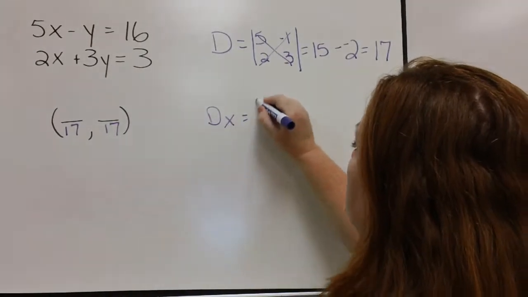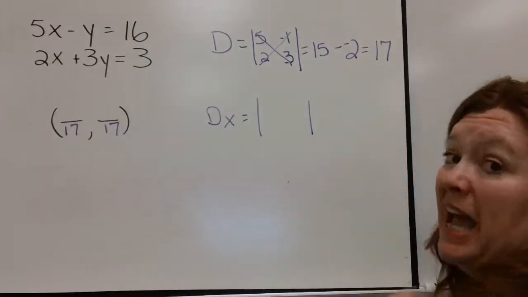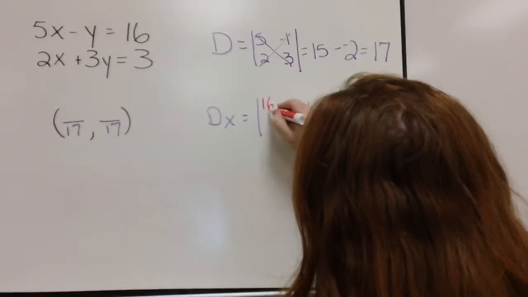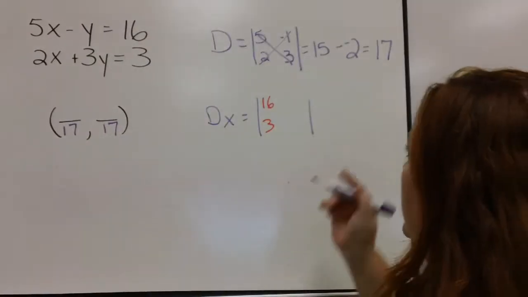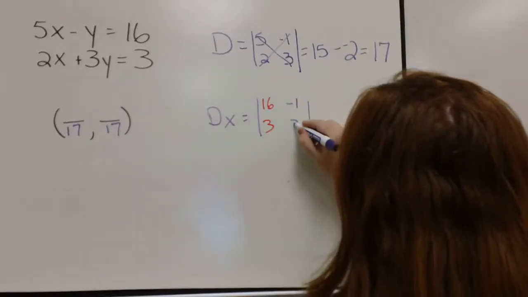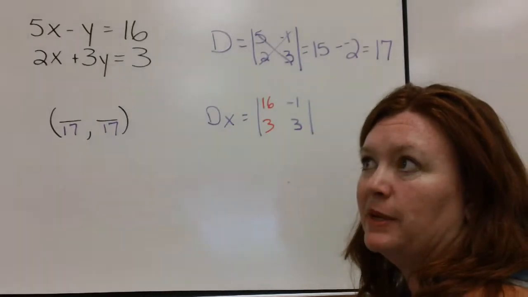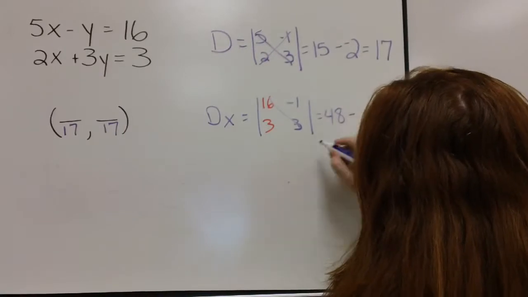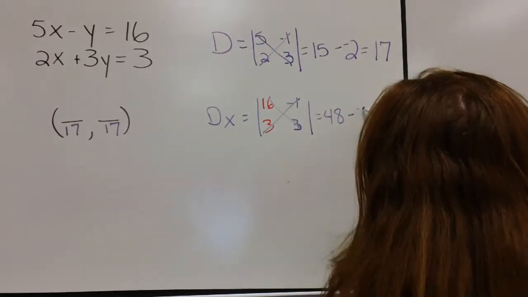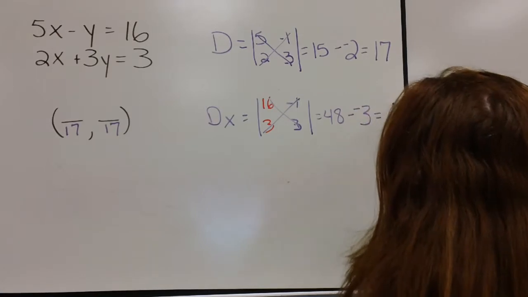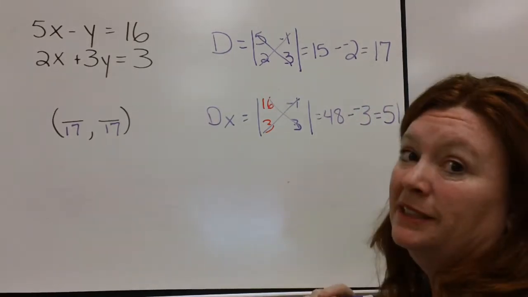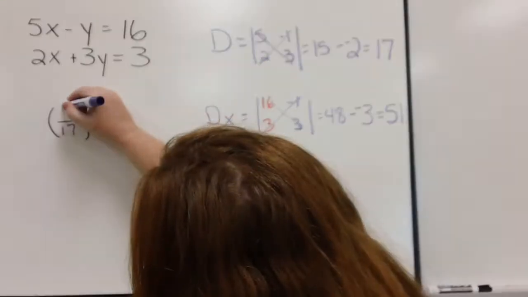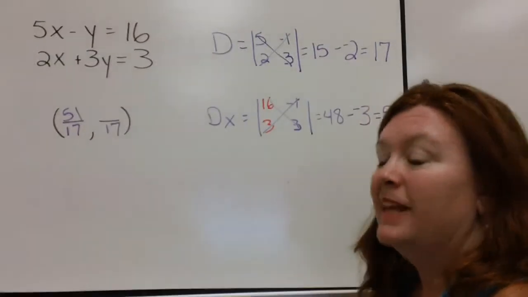dx comes from replacing the x column with the 16 and 3. And then the y column stays the same, negative 1 and 3. 16 times 3, that would be 48. 48 minus a negative 3, which is 48 plus 3, or 51. 51 is dx. It goes in the x numerator. And now all I need is dy.